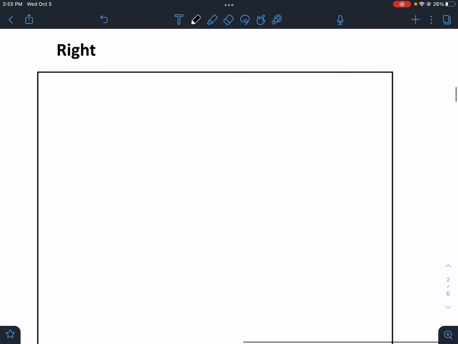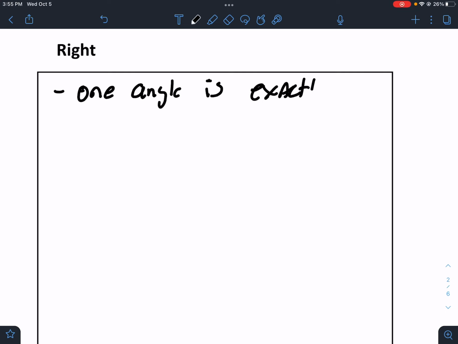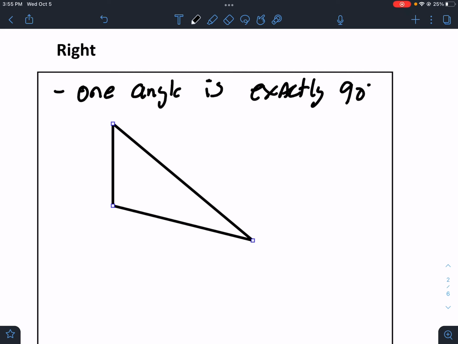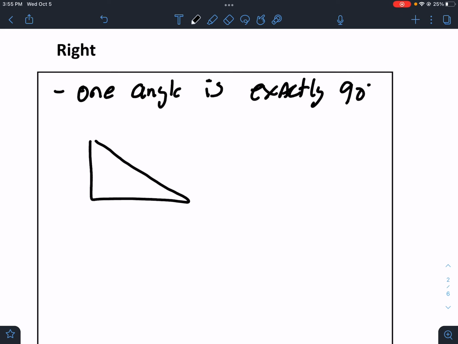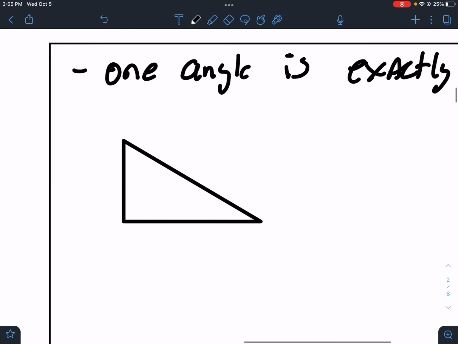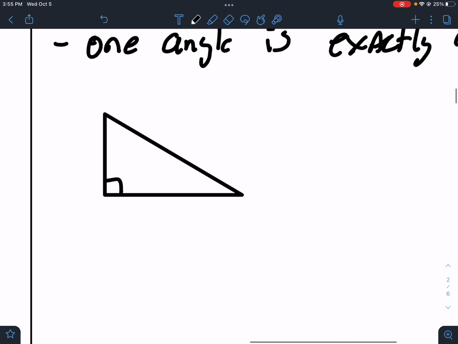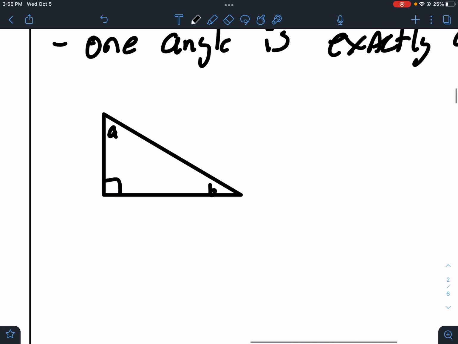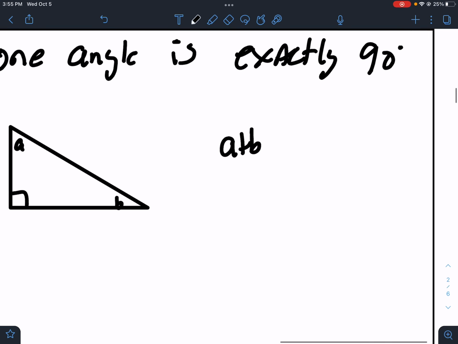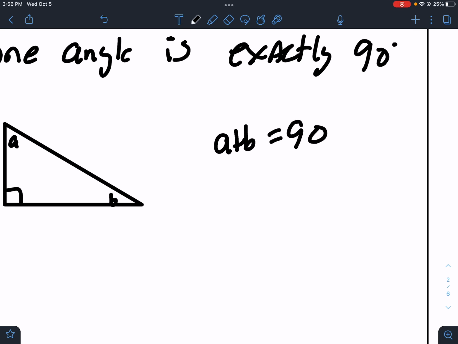How about a right triangle? One angle is exactly 90 degrees. There we go. One angle is exactly 90. Now, what would we know if I call this A and B? What is A plus B? It's going to be 90 degrees. So can those angles be right angles or obtuse angles? No. Those angles have to be acute.